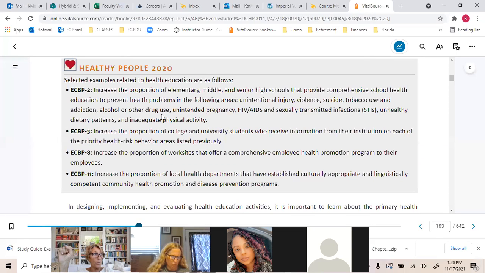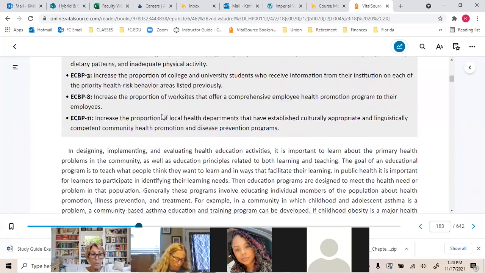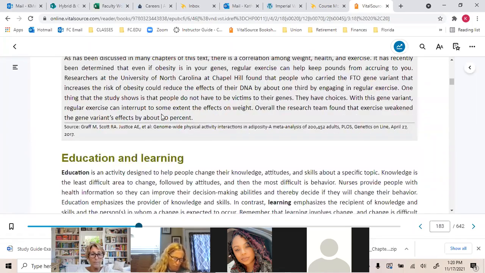Every Healthy People 2020 box in every chapter is an opportunity to learn. A lot of this class is formulated around Healthy People 2020 goals and objectives. So you need to be familiar with each. They have different objectives based on the different topics we're covering. These are the education goals.